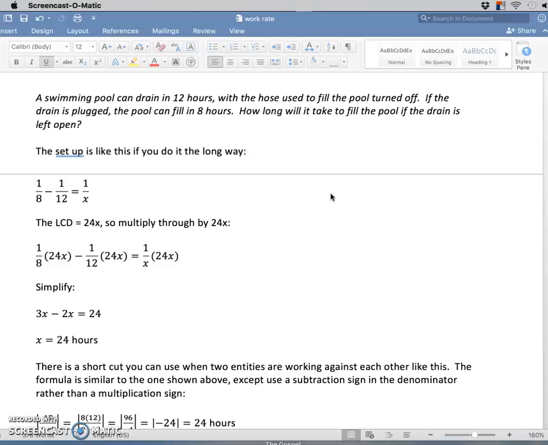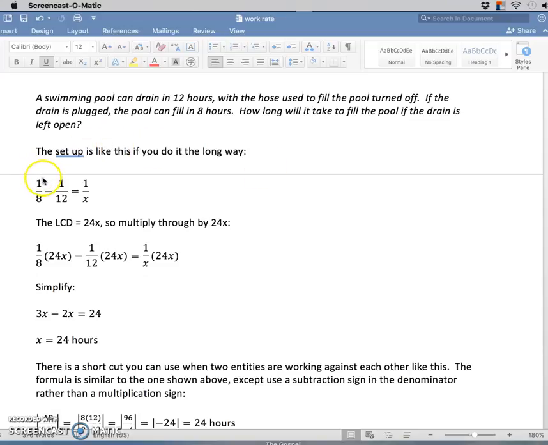This is one where you know the two individual times, but they're working against each other. For example, a swimming pool can drain in 12 hours with the hose used to fill the pool turned off. Now, if the drain is plugged, the pool can fill in 8 hours. How long will it take to fill the pool if the drain is left open? So the setup looks like this.